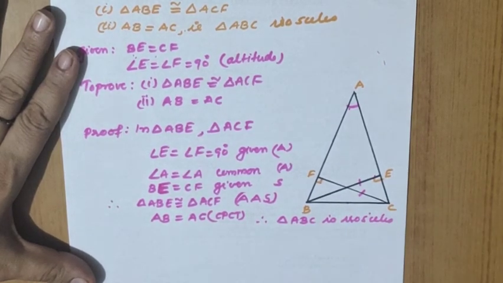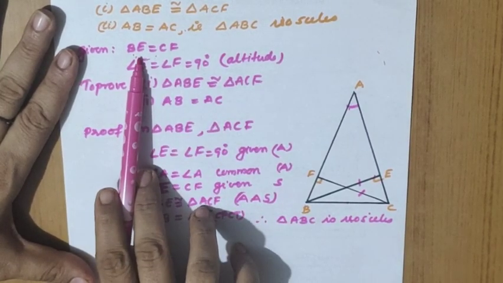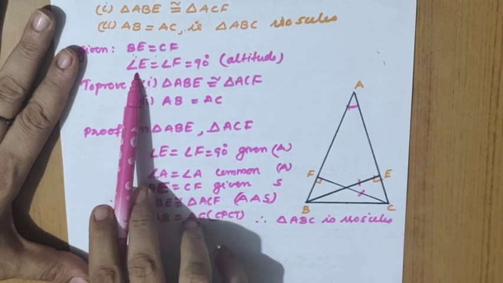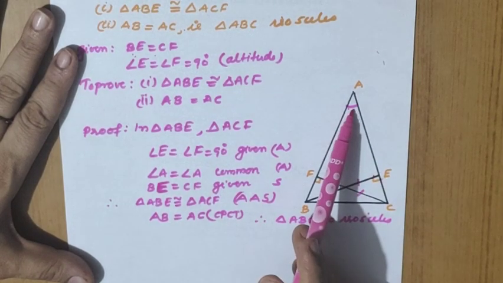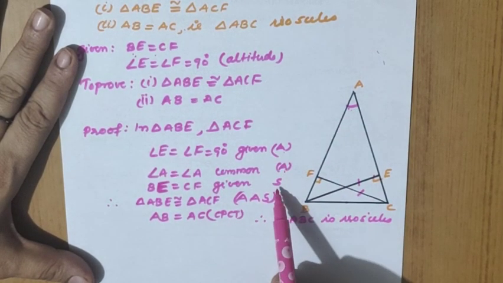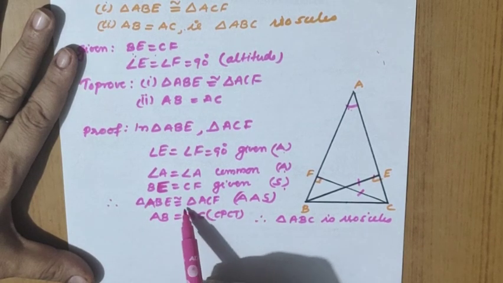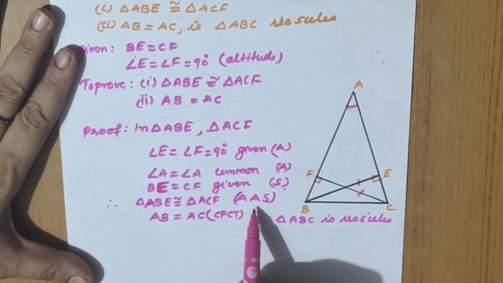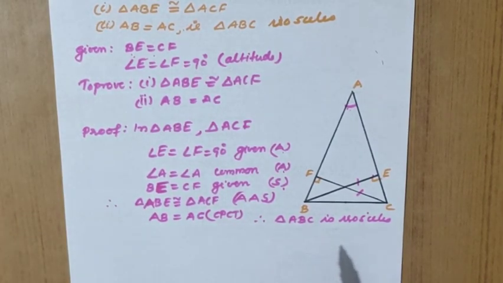So same as the last case proof, only this time we have taken two angles and one side. So what is given in the question? BE equal to CF and angle E equal to angle F, 90 degrees. Along with this, what is the criteria we added? Angle A common. So two angles and one side we have used, and we checked that this side is not the included side. So triangle ABE is congruent to triangle ACF by AAS criteria. From this what can we write? AB equal to AC by CPCT. Therefore triangle ABC is an isosceles triangle.